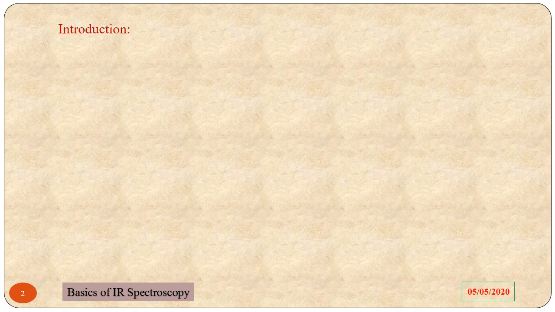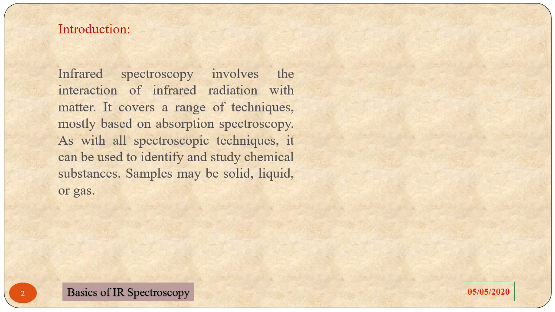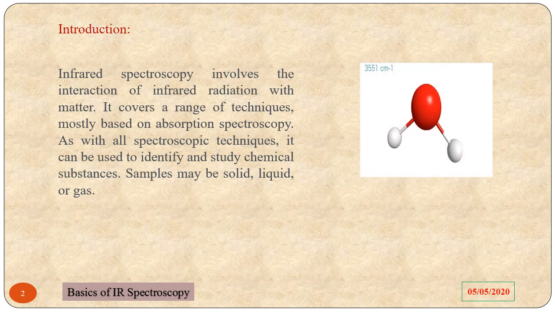So we will start our topic, introduction. Now, infrared spectroscopy involves the interaction of infrared radiation with matter. It covers a range of techniques mostly based on absorption spectroscopy, as with all the spectroscopic techniques, and it can be used to identify and study chemical substances. The samples may be solid, liquid, or gas.